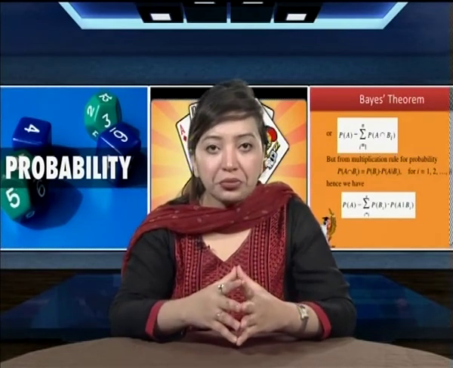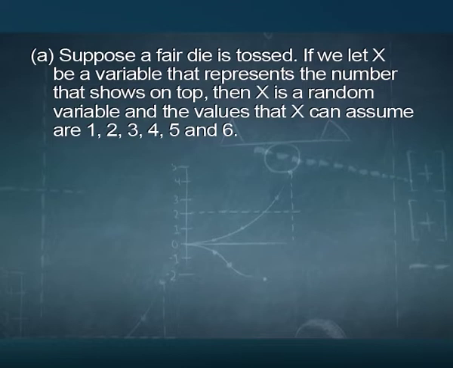For example, suppose a fair die is tossed. If we let capital X be a variable that represents the number that shows on top, then capital X is a random variable and the values that X can assume will be 1, 2, 3, 4, 5 and 6.